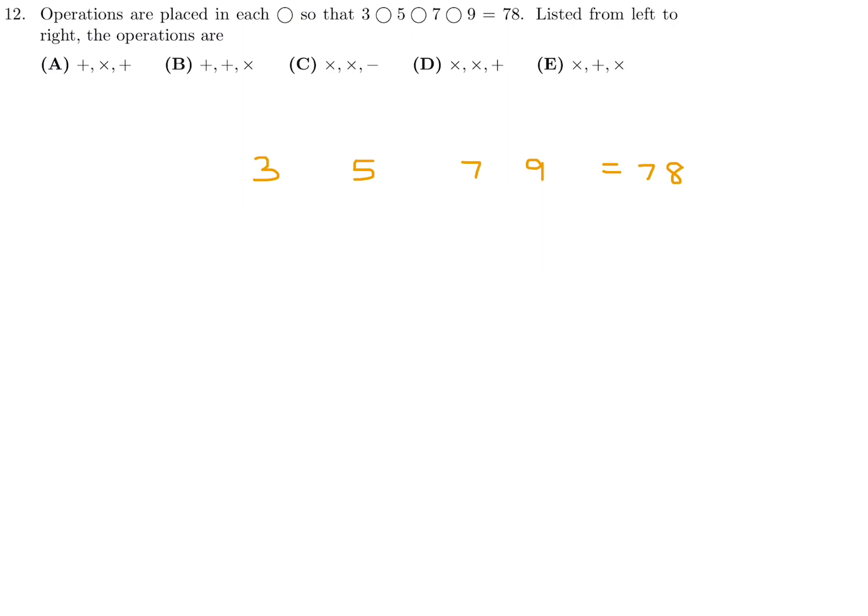How about if I multiply this and this? We've got 15 and what is it, 63? And then if I add them, I'll get 78. Yeah, and that's it. So, like I said, it's really just trial and error, fiddling around with those signs. So my signs are times plus times. Times plus times is choice E.